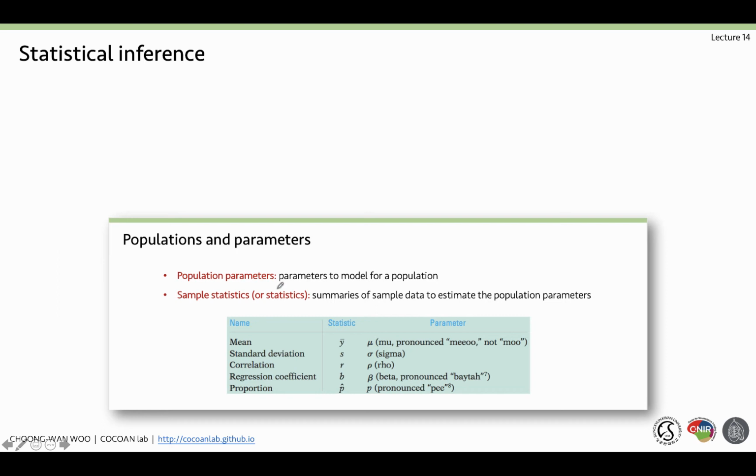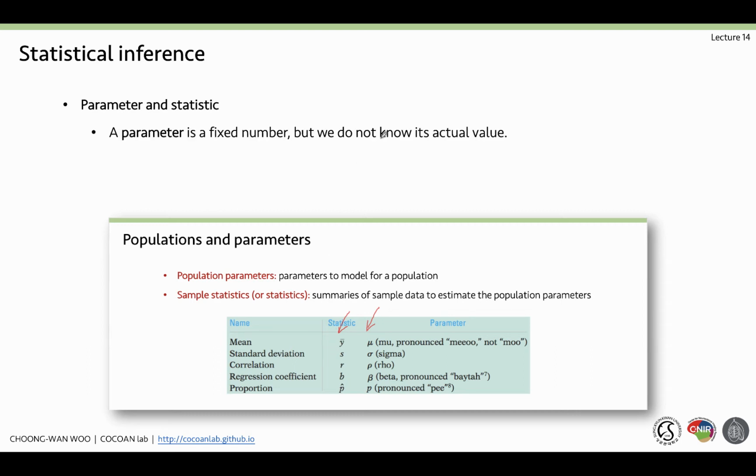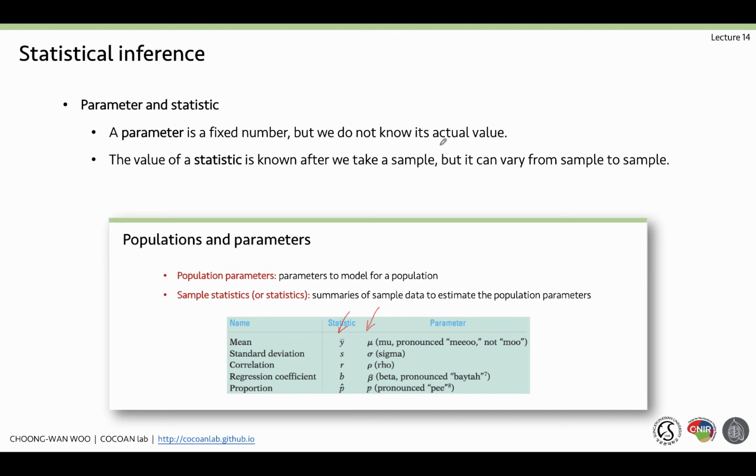So this is the slide we saw before, populations and parameters. We learned that for population parameters, we use Greek letters. And for sample statistics, we use alphabetical letters. A parameter is defined as a fixed number, but we don't know its actual value because it's about the population. We don't have the full information about the population. That's why we need a sample and statistics.